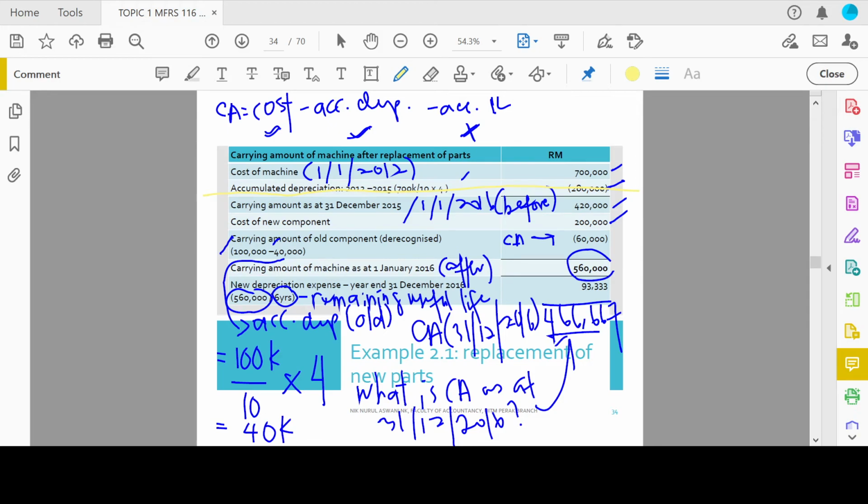So what are the transactions that have happened here? Number one, addition of the new component, number two, de-recognition of old component, and number three, to provide for new depreciation expense. So we have to journalize these 3 transactions in our journal entry.